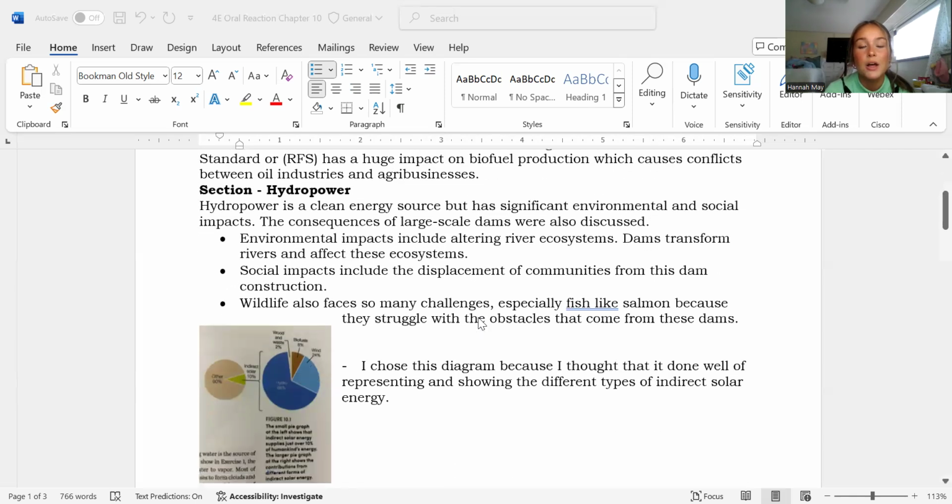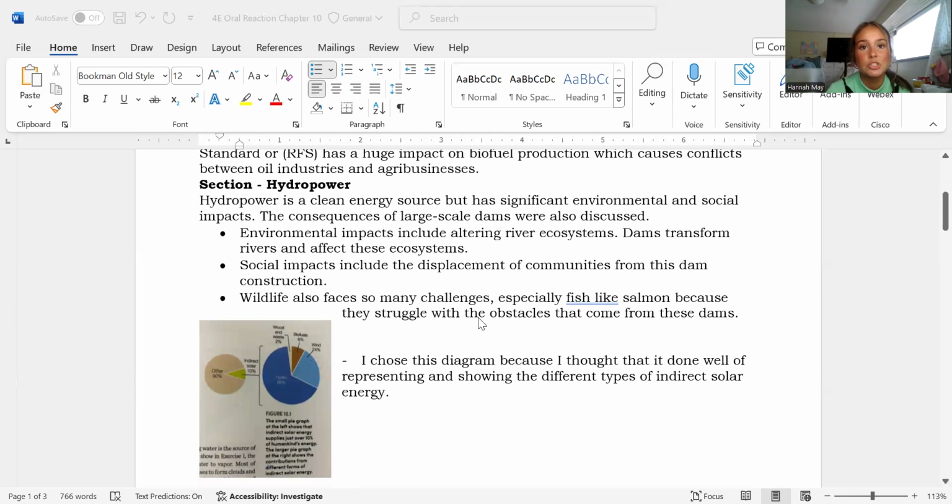The first section in this chapter was called hydropower. This one talks about how hydropower is a clean energy source, but it does have significant environmental and social impacts. The consequences of large-scale dams were also discussed in this chapter.